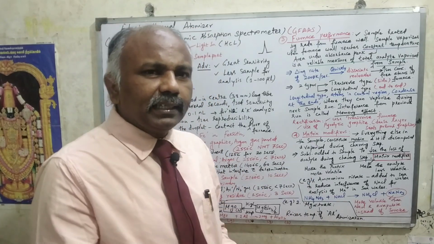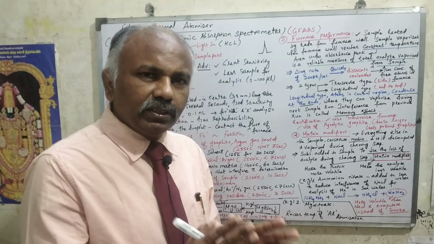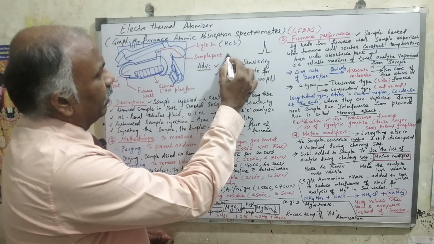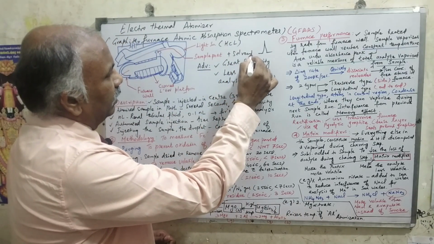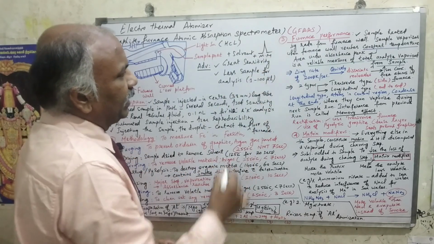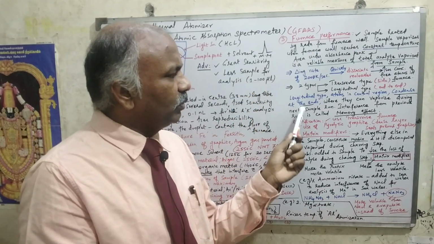Now, when we add the sample, the sample will be dissolved in solvent. We are using sample plus solvent, plus we are using a matrix modifier. There is another thing called matrix modifier. Not only sample and solvent, we are also using matrix modifier.